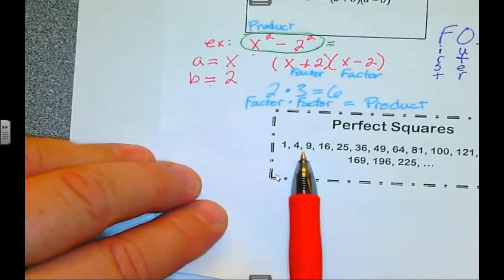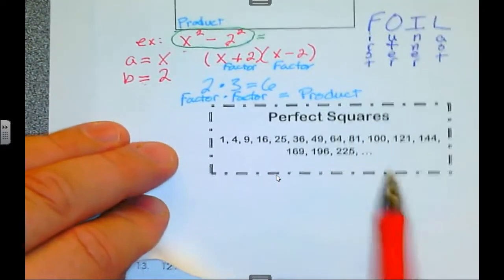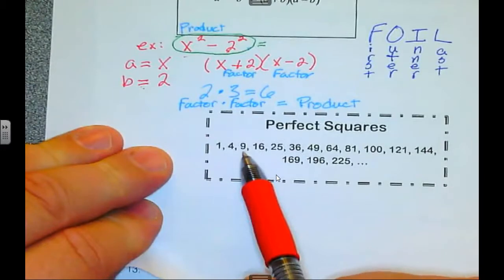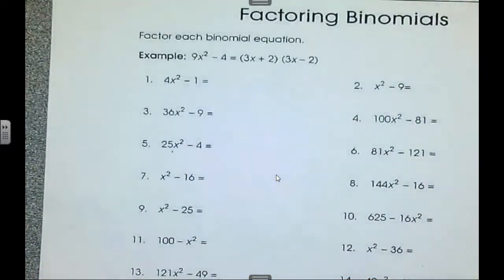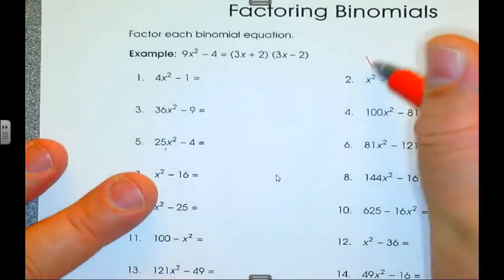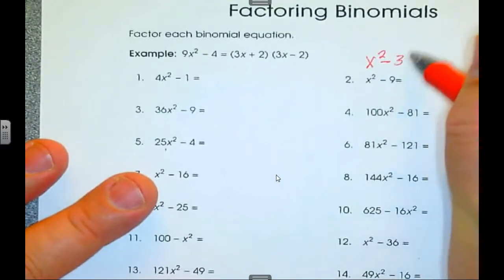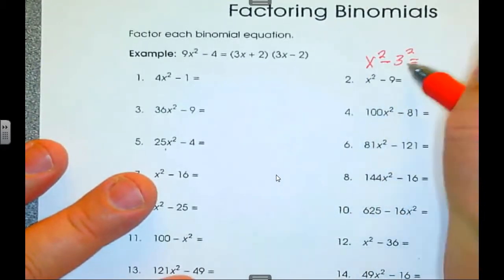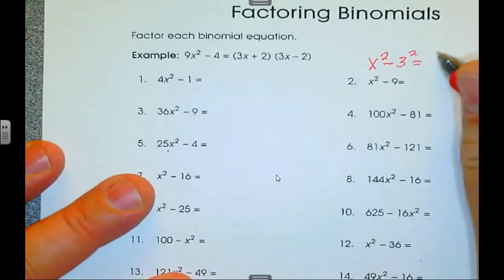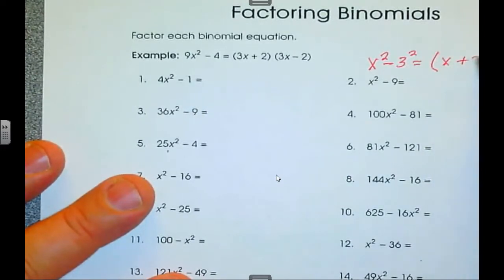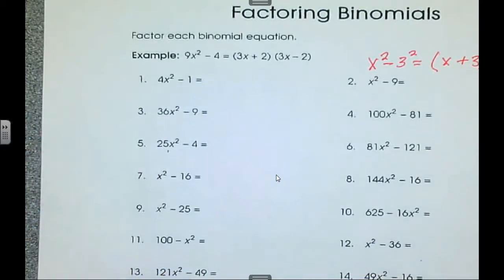9 is a perfect square. If you look on the bottom here, your perfect squares are here. What is 9? 3 squared. So my a is x, my b is 3. This equals x plus 3, x minus 3. In fact, this whole sheet is perfect differences of squares. They're perfect squares.